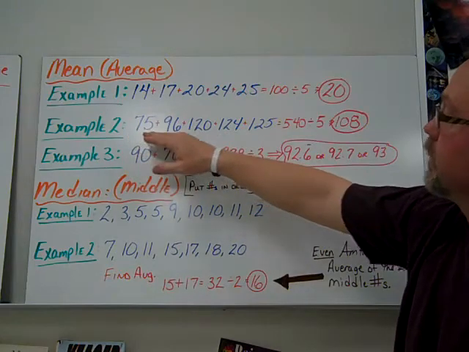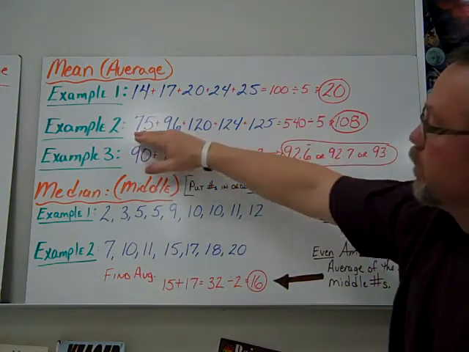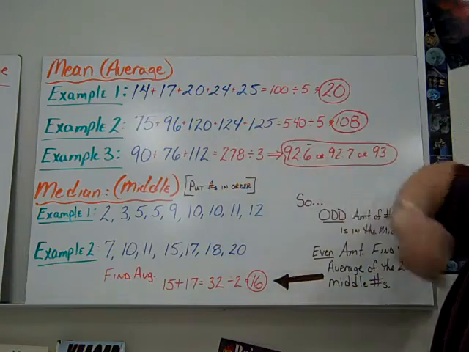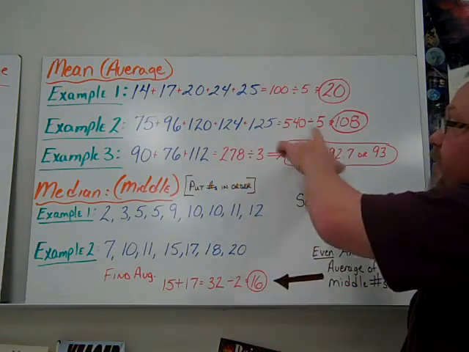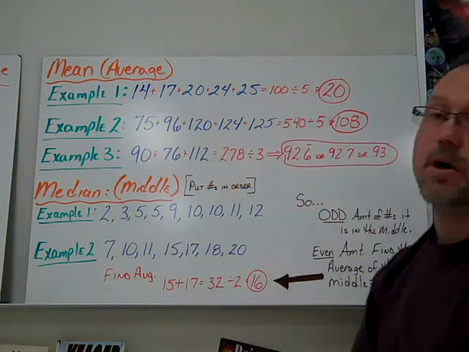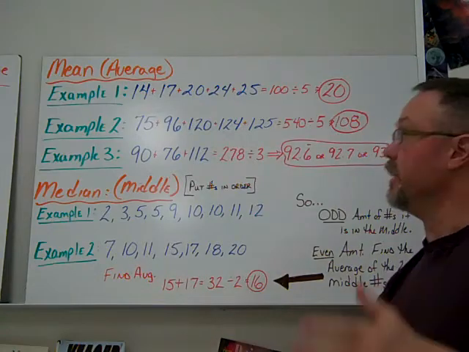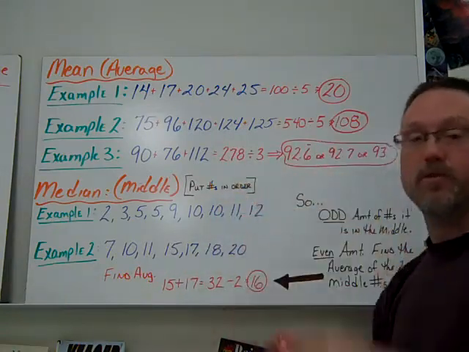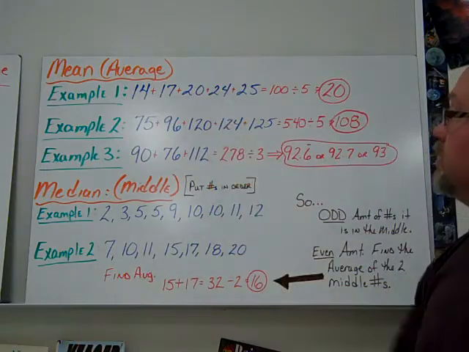Example 2, again, we're given our data points in blue. We're going to add them together, which gives us 540. We have 5 of those again, so that gives us 108 for our average. And that's where our value would fall in the middle, or in the average, of all those numbers.